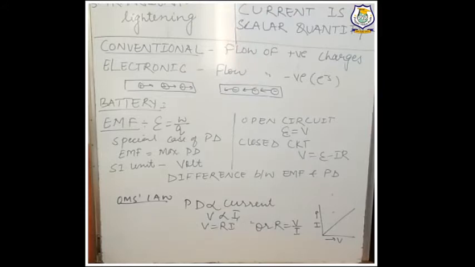EMF has no electrostatic origin, but potential difference originates from the electrostatic field set up by the charges accumulated on the two terminals of the source. The next is, EMF is a cause. When EMF is applied in a circuit, potential difference is caused. मीन्स EMF क्या है, कॉज है किसका, पोटेंशियल डिफरेंस का. एंड पोटेंशियल डिफरेंस इट इज एन इफेक्ट. पोटेंशियल डिफरेंस उसका इफेक्ट है.